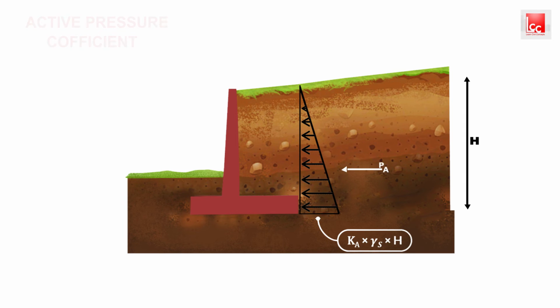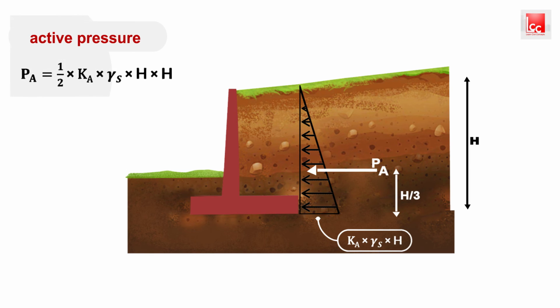The pressure Pa will act at the centroid of the pressure intensity triangle, which is at a distance of h by 3 from the base. The value of this force will be the area of the triangle, which is half times base times height. This was about the active pressure.